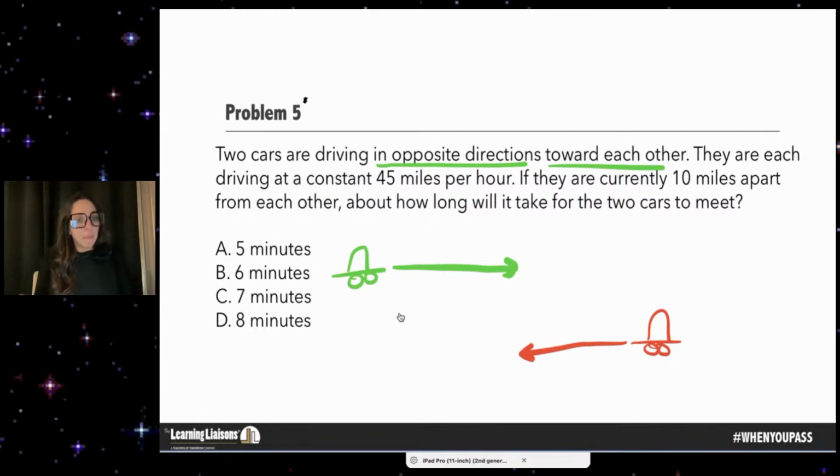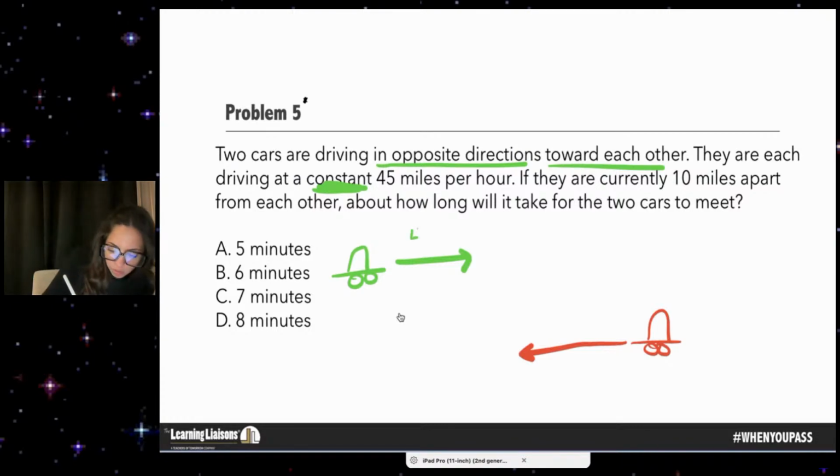If they were going in opposite directions away from each other, then this guy would be going this way and this guy would be going this way. Or lady. I don't know why I said guy. But they are going in opposite directions toward each other. They are driving at a constant 45 miles per hour. That word constant is important because it means that there's no increase or decrease in speed or stopping and going. So this one is going 45 miles per hour. And this one is going 45 miles per hour.